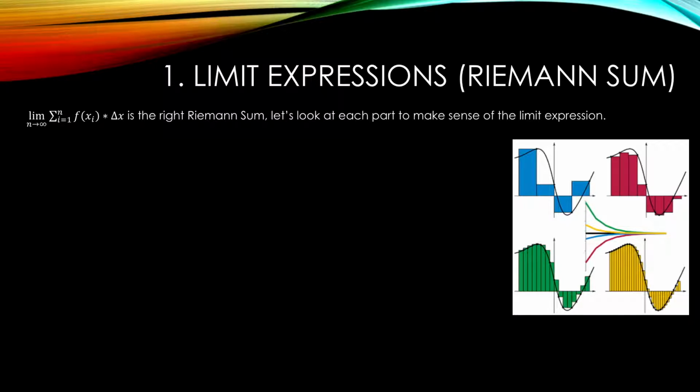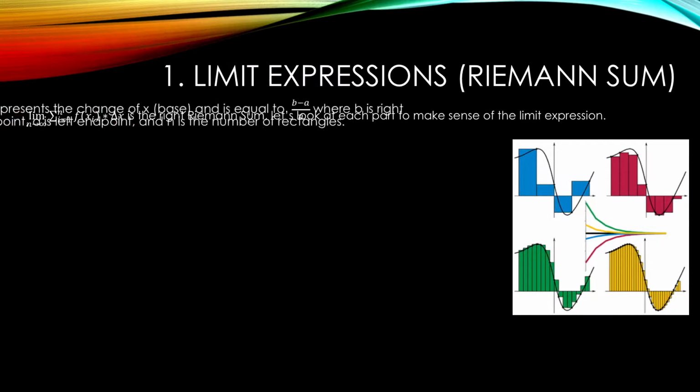Limit as n goes to infinity of the summation from i equals 1 to n of f of x sub i times delta x is the right Riemann sum. Let's look at each part to make sense of the limit expression.